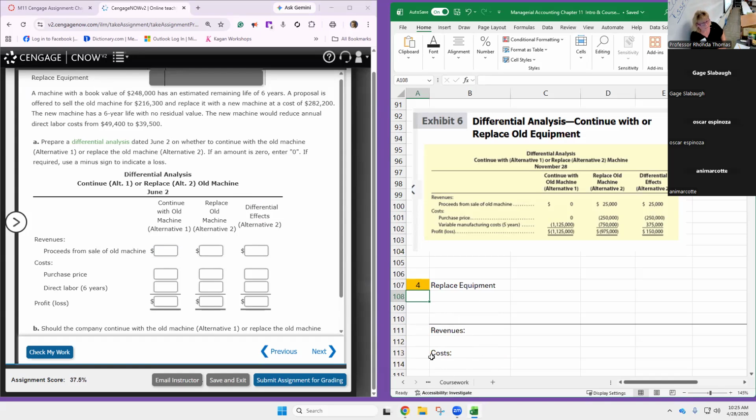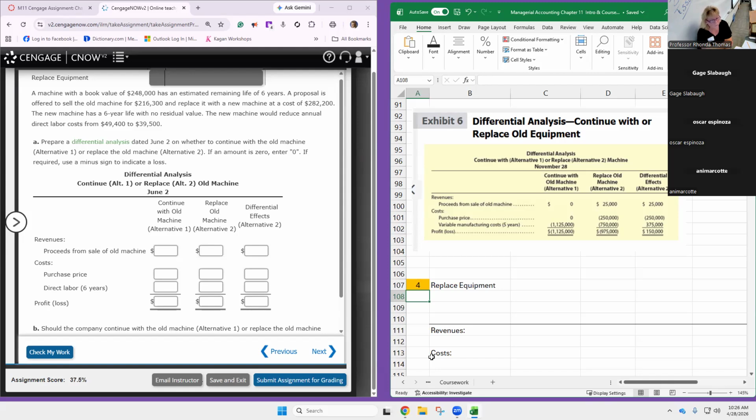A proposal is offered to sell the old machine for $216,300 and replace it with a new machine at a cost of $282,200. The new machine also has a 6-year life, which I find weird, but anyway. The new machine also has a 6-year life with no residual value. So if we hang on to that piece of equipment, it may last us 6 years, and at the end of that, I guess we can't even sell it for scrap. I don't know, but that's what they're saying.